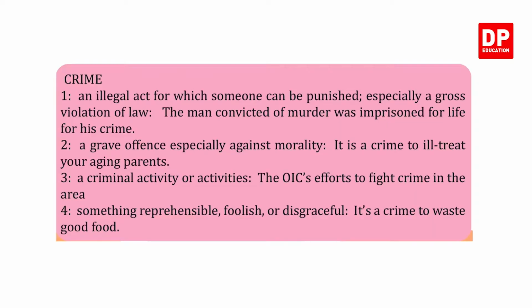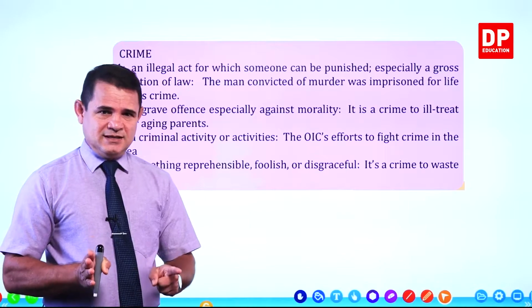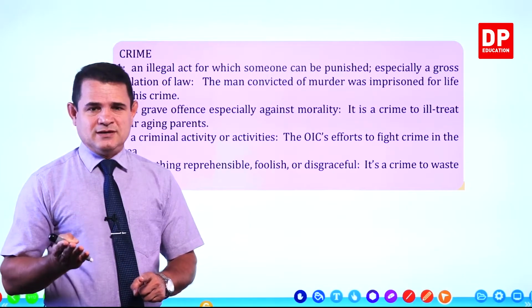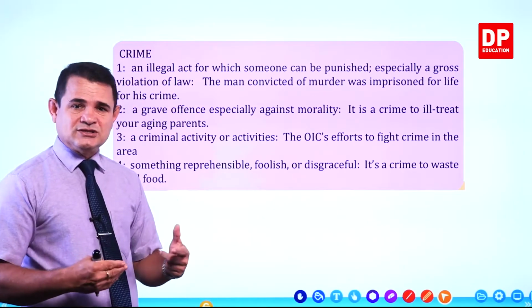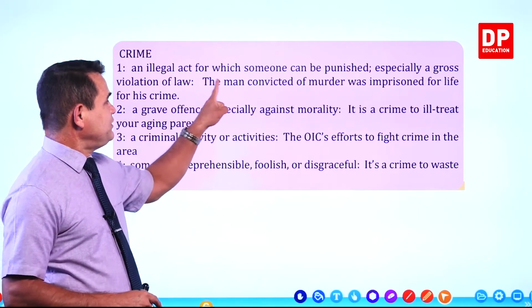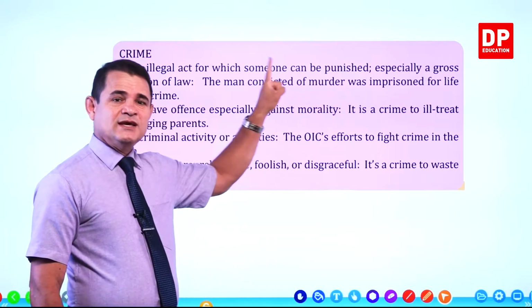Now the first one, crime. These are some of the definitions. Crime is defined like this. Number 1, it says an illegal act for which someone can be punished. An illegal act. Legal, illegal. Legal means lawful. Illegal means against the law. Illegal act. Act means action. For which someone can be punished. An unlawful action that someone can be punished for.